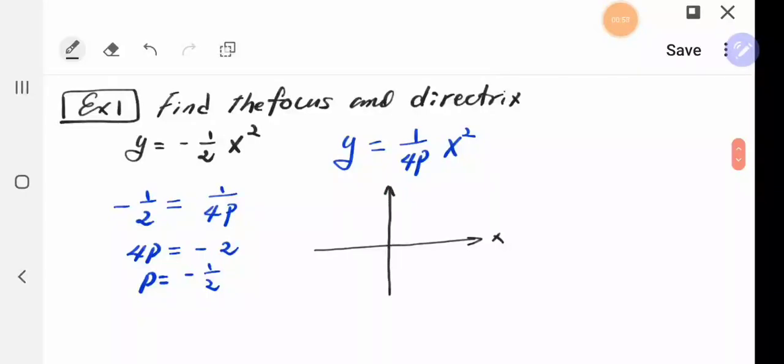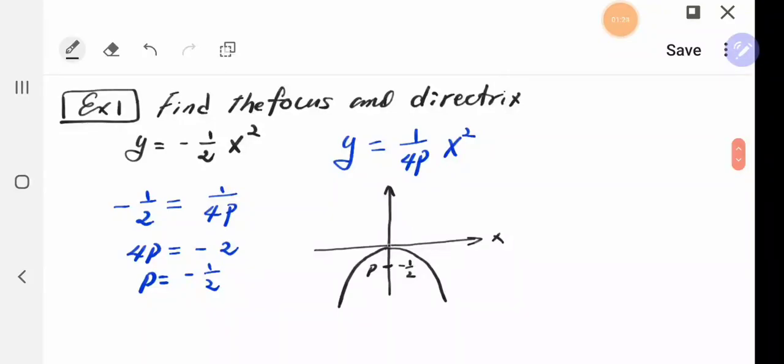Okay, p is a negative value. So the graph, the p is negative. That means the leading coefficient is negative. So the graph opens downward, like this. And p is the focus, so this will be the focus p, which is negative 1 over 2.